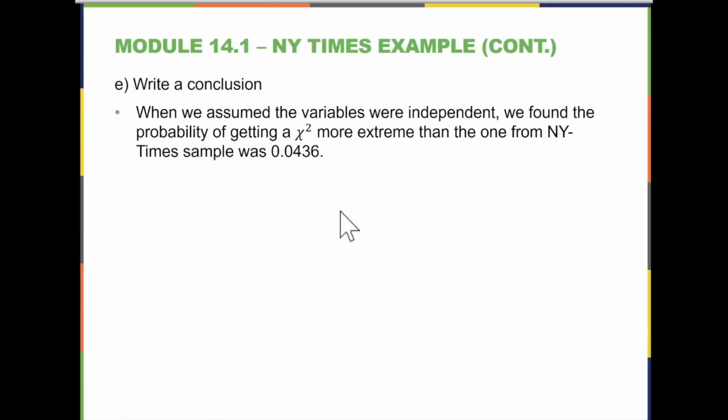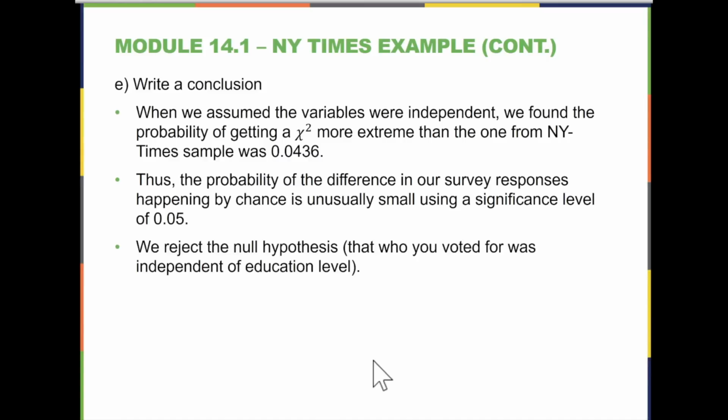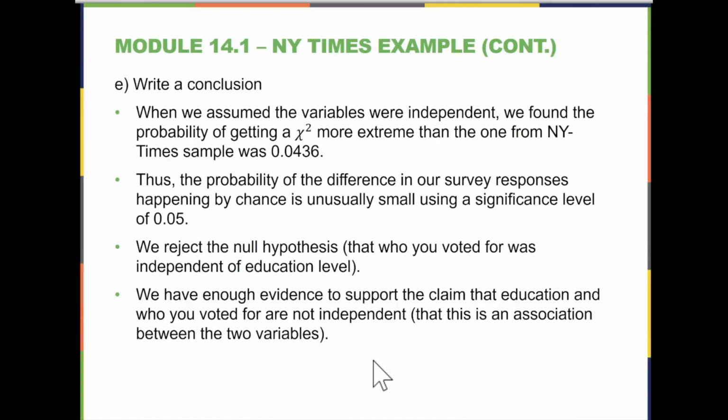Now we write our conclusion. When we assumed the variables were independent, we found the probability of getting a chi-squared more extreme than the one from the New York Times sample was 0.0436. Thus, the probability of the difference in our survey responses happening by chance is unusually small using a significance level of 0.05. We reject the null hypothesis that who you voted for was independent of education level. We have enough evidence to support the claim that education and who you voted for are not independent, that there is an association between the two variables.